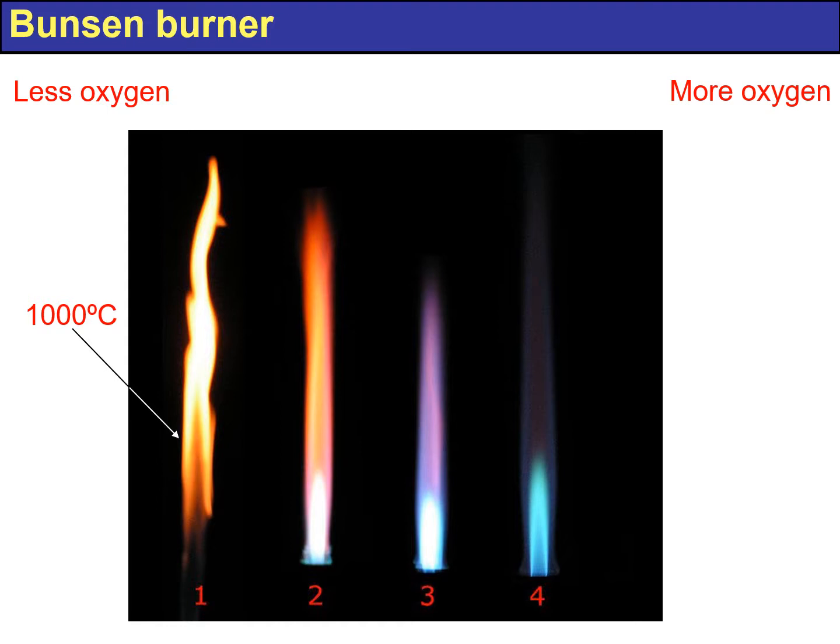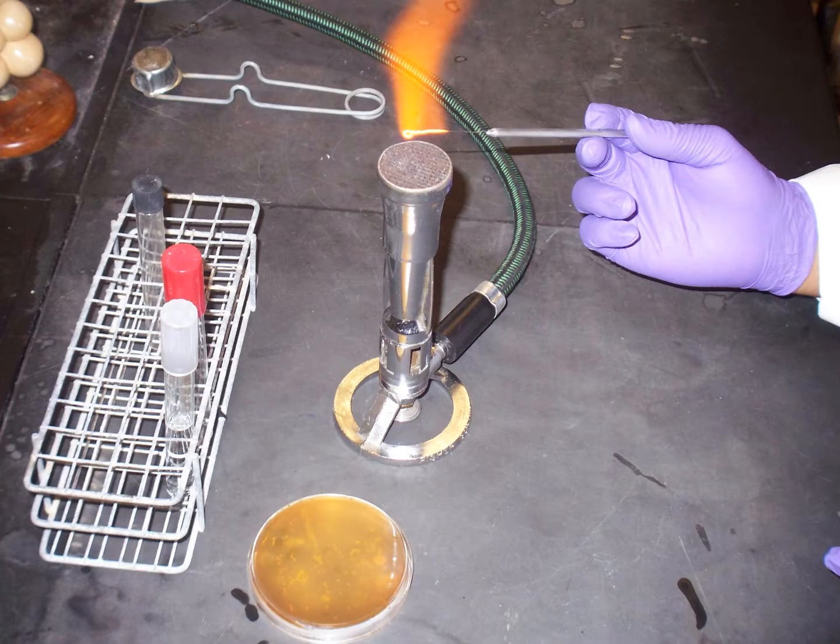Versus over to the far left, number 1, if you put your inoculating loop in there, you have to be careful where you put it. You want it at the top of that cone where it's much hotter. This is me using a Bunsen burner, and within a couple of seconds it gets bright red.